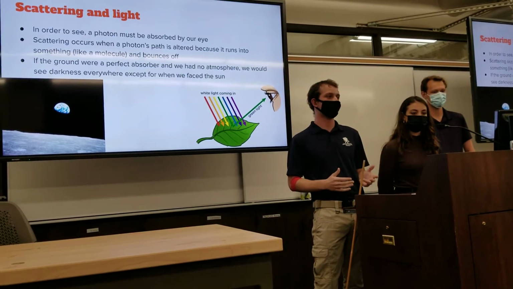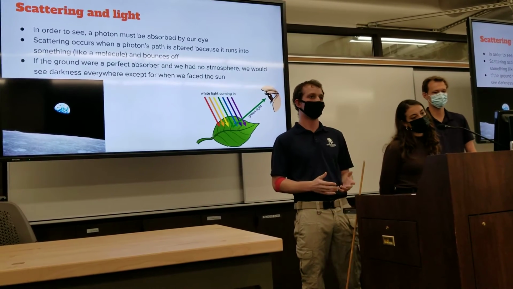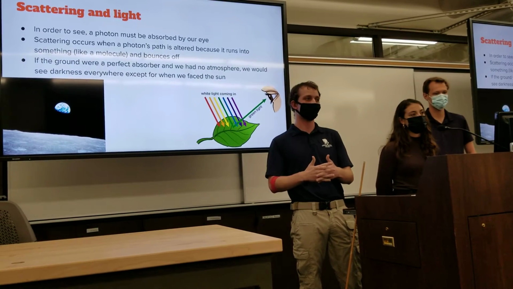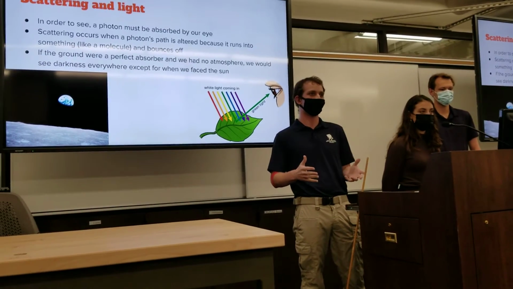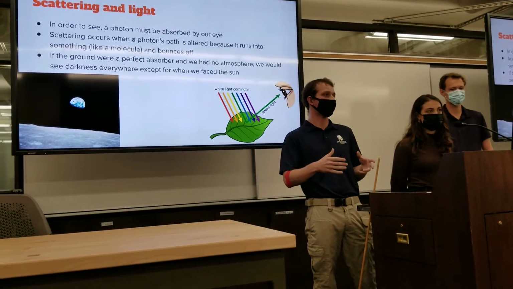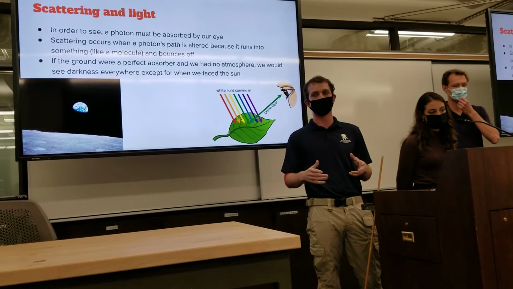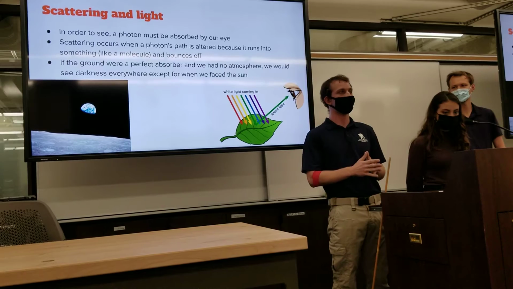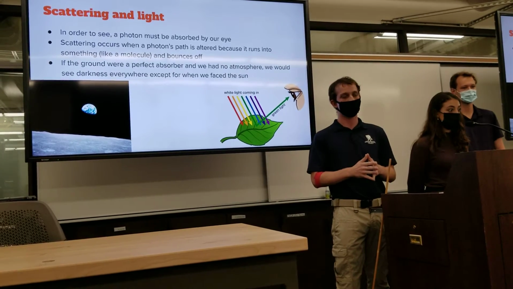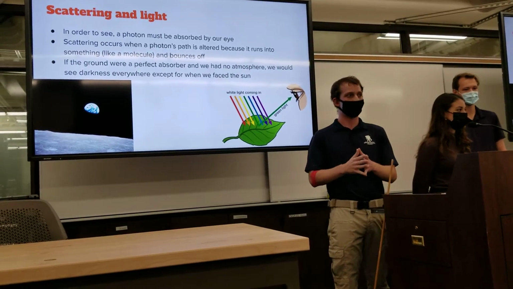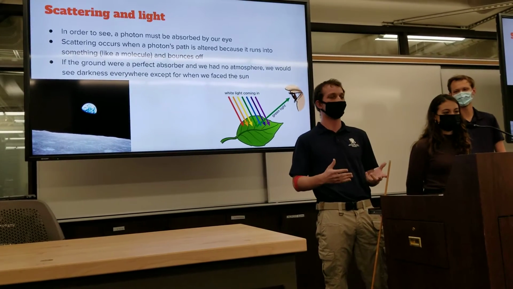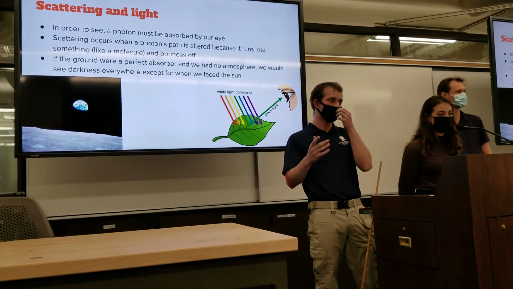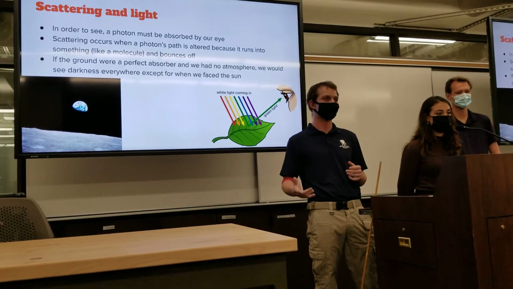Scattering occurs when a photon's path is altered because it runs into something like a molecule. A very common example of this is why the sky is blue. Light comes in from the sun, and the sun doesn't produce a single white light frequency. White light is made up of all the colors of the electromagnetic spectrum. It comes in and starts scattering off of molecules in the atmosphere. It turns out that the amount a wavelength will scatter is inversely proportional to the fourth power of the wavelength, which in English means that the shorter the wavelength, the more it's going to scatter. That's why the light we see is blue, because blue is a very short wavelength. The reason we don't see violet, even though violet's shorter, is that our eyes are more sensitive to blue.